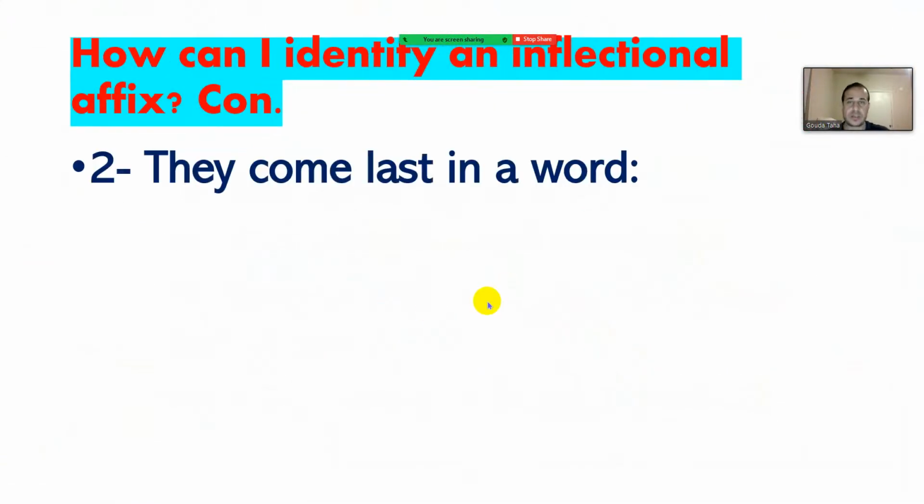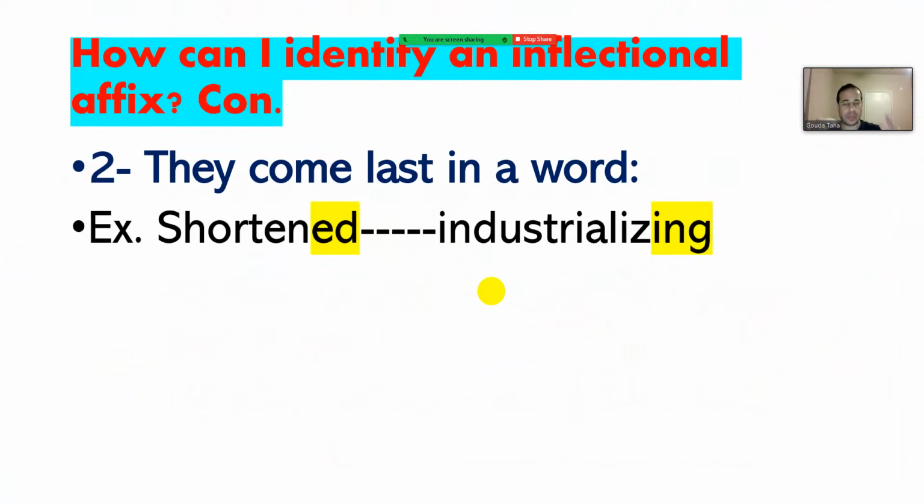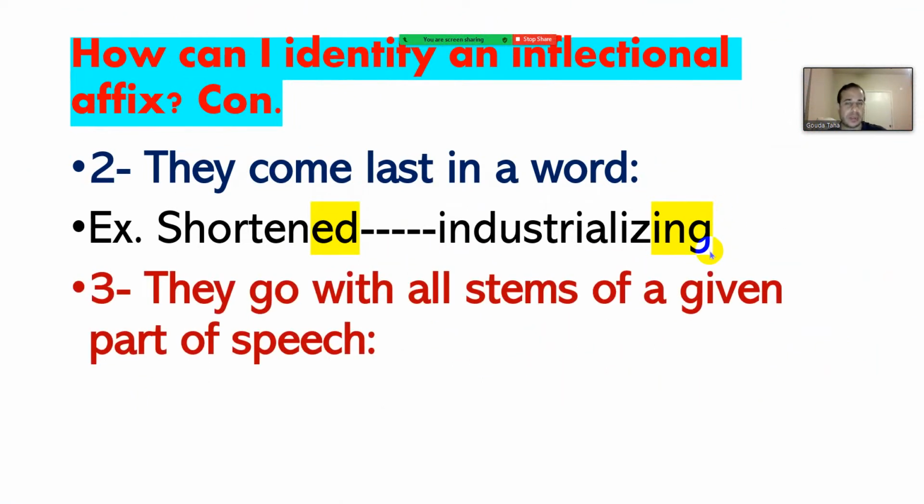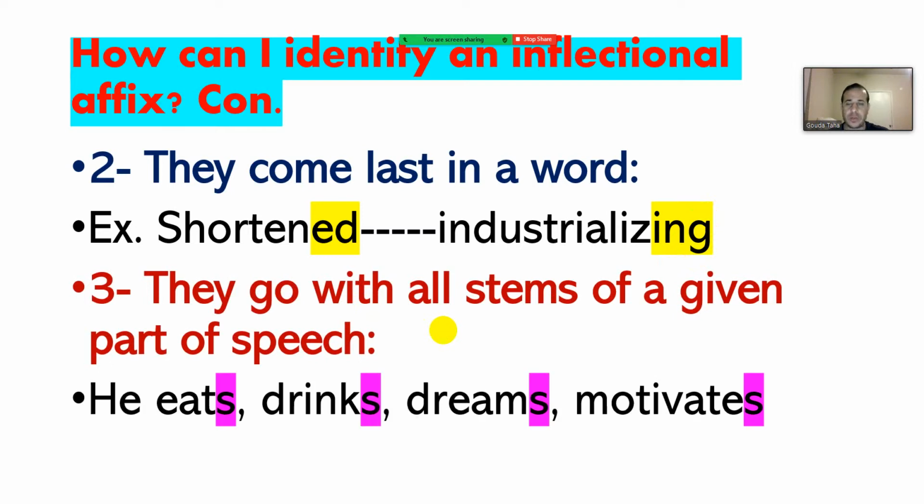Another characteristic of inflectional suffixes is that they come last in a word. So they usually close off words. So shorten, for example, or industrializing. They come last in a word. We cannot add, let's say, another inflectional suffix after them, and they go with all the stems of a given part of speech. Let's say if we would like to have the present simple form of the verb for the third person, we add s or es with all of them.